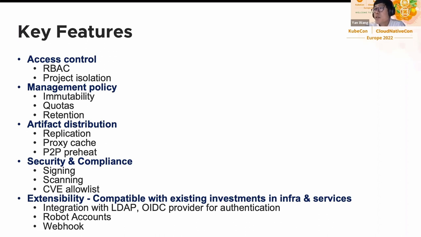Artifact distribution refers to the ability to move artifacts from one registry to another. And the target registry could be another Harbor instance or third-party registries, cloud registries. So you can set the replication policies for those. Proxy cache allows you to use Harbor to pull and cache images from a target registry, for example, like Docker Hub.